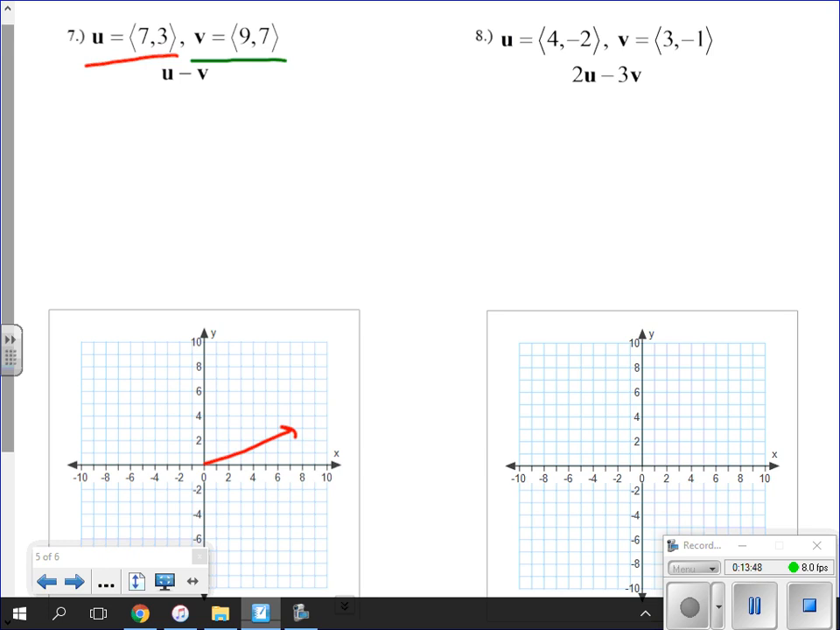So I'm going to do the opposite of v. So I would go negative 9 from here, which would take us to negative 2 on the x, and then go negative 7, 3 minus 7, which would take us to negative 4. So negative 2, negative 4. And that would be subtracting v. So there's u, there's v, and there is u minus v. Okay, so u minus v here.